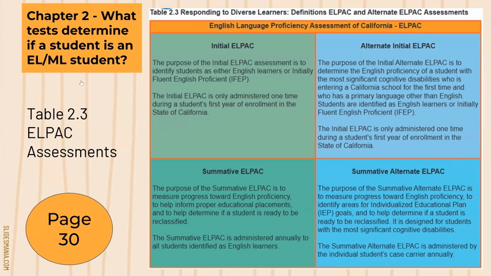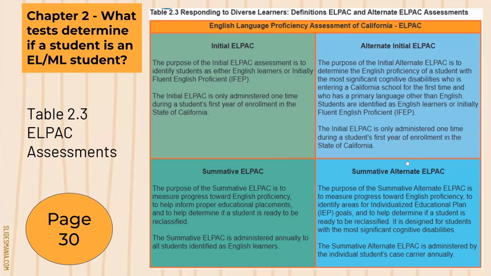So as a parent, you may wonder what tests are used to determine if my child is an English learner, multilingual learner student. How does an English learner become identified as an English learner? It all starts with that home language survey, which you will find a lot of information about in this chapter. But there are basically 2 types of tests. There is an initial LPAC and there is a summative LPAC. There is also the same version that are called alternate initial LPAC and alternate summative LPAC.